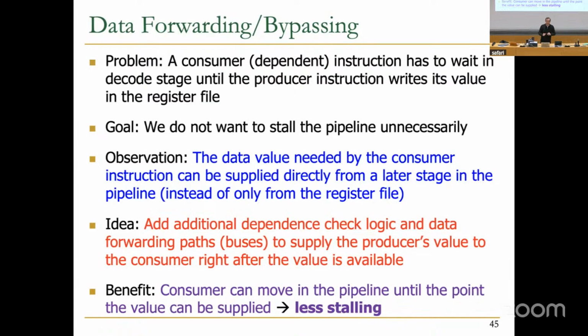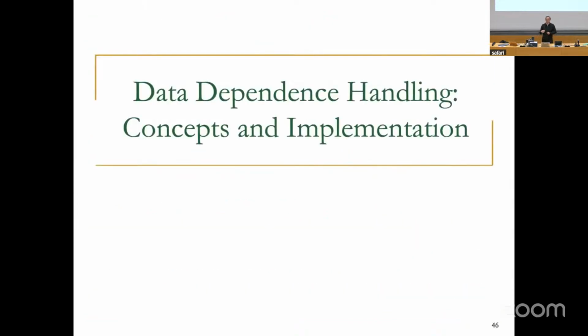Okay. So this is a problem in a 5-stage pipeline. This becomes a much bigger problem if your pipeline is 20 stages. You don't want to wait in the decode stage when the value is actually available, but it's not written yet to the register file, because you write to the register file at the end of the pipeline, right? So all of these ideas become much more powerful as your pipeline becomes deeper and deeper. And there's a reason why pipelines become deeper, to increase clock frequency, right? Okay, so now we're going to go into a little bit more detail to implement these data dependence handling concepts.